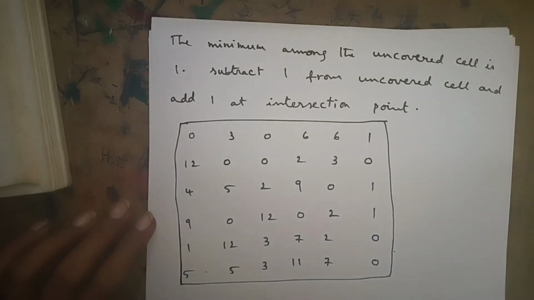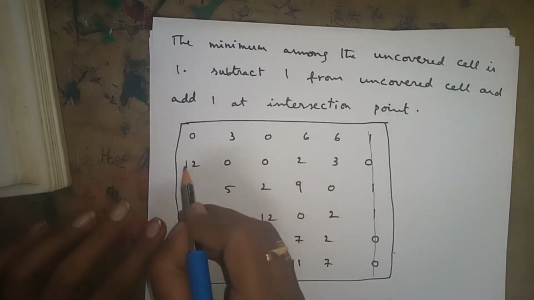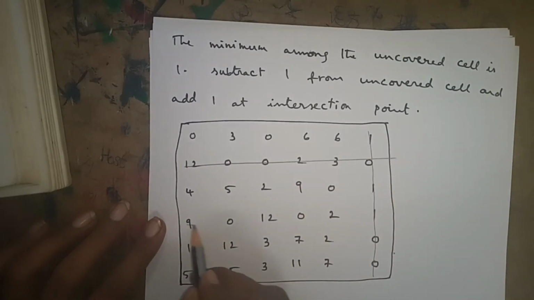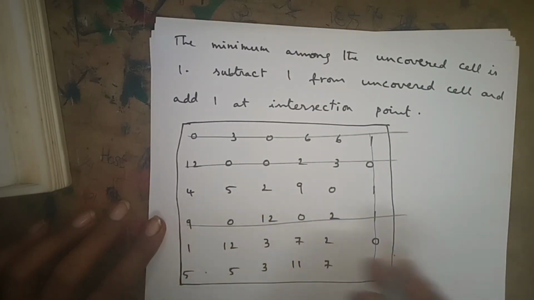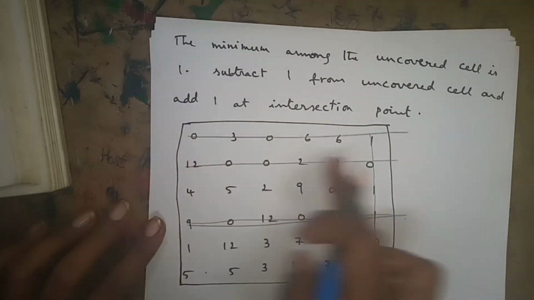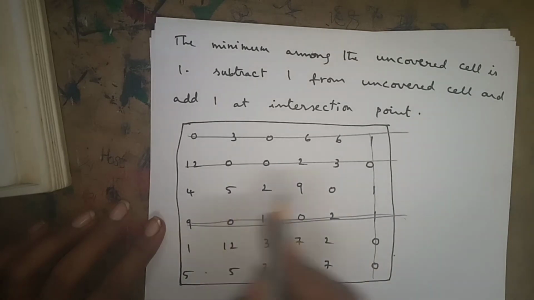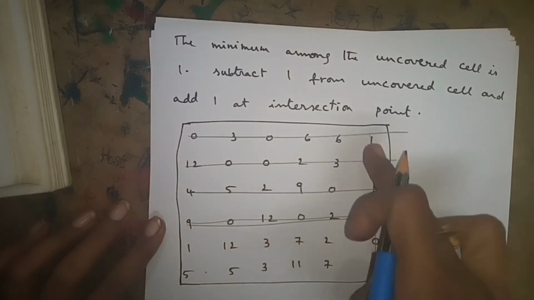Again we have to draw the minimum number of lines to cover all zeros, with the same procedure. Here 3 zeros are there, I covered. Here 2 zeros are there, I covered. 2 more zeros are there, I covered. Here 2 zeros are there, I covered. All zeros are covered. 1, 2, 3, 4. Here one more 0 is there, I covered. How many lines did I draw? 1, 2, 3, 4, 5.